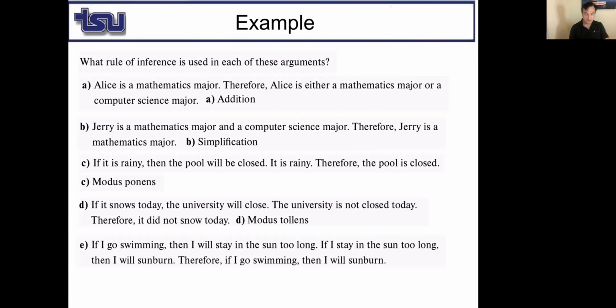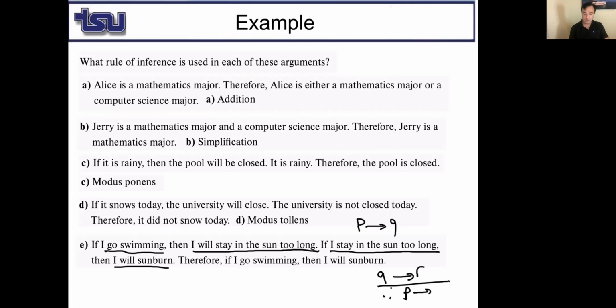If I go to swimming, P implies Q. If I go to swimming, I will stay in the sun too long. That's Q. If I stay in the sun too long, Q implies R. I will have sunburn. Therefore, if I go to swimming, I will have sunburn. Hypothetical syllogism, right?